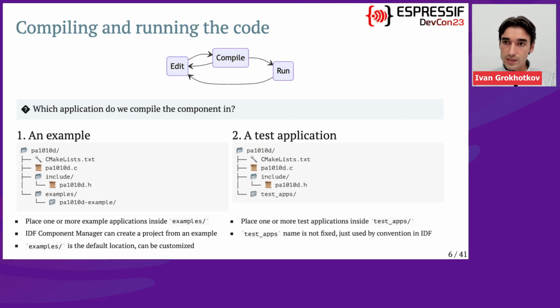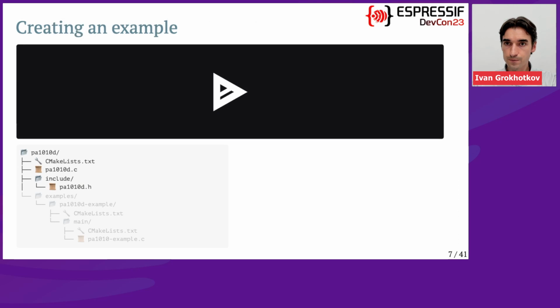And for the test apps, they can be under the test_apps subdirectory. This name is just a convention used in ESP-IDF. You can also pick something different if you like. I'll explain more about the test apps in a later slide. For now, let's start with the example project.